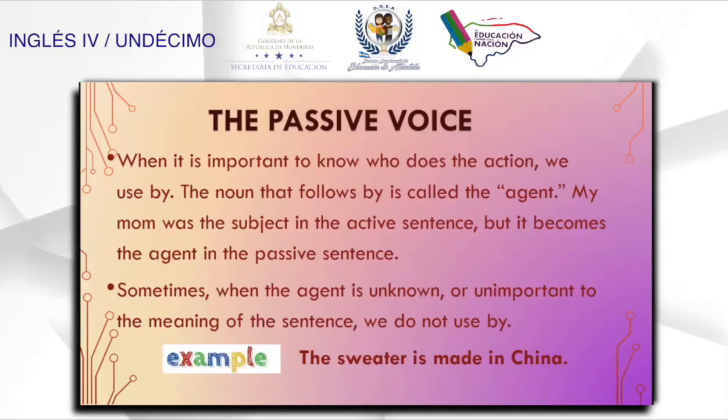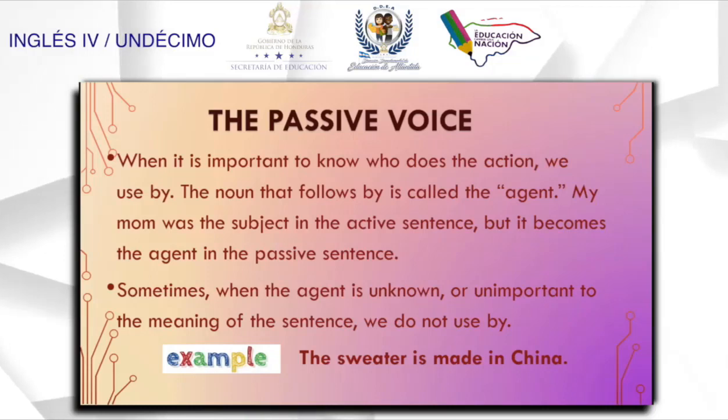The passive voice. When it is important to know who does the action, we use by. The noun that follows by is called the agent. My mom was the subject in the active sentence, but it becomes the agent in the passive sentence. Sometimes when the agent is unknown, or unimportant to the meaning of the sentence, we do not use by. Example: the sweater is made in China.